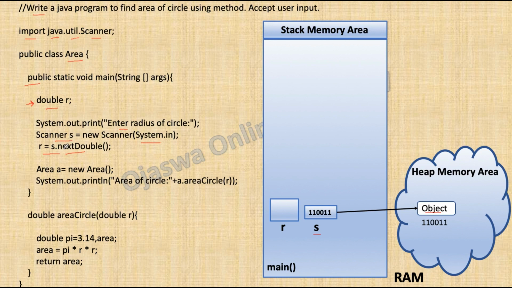If your data type is int, the method should be nextInt. If your data type is float, the method should be nextFloat. So here, the nextDouble method reads the value entered by the user. Suppose the user enters value 2.5. We are saying R = S.nextDouble(). That means whatever value nextDouble method reads will be stored inside variable R. So value 2.5 will be stored inside variable R.